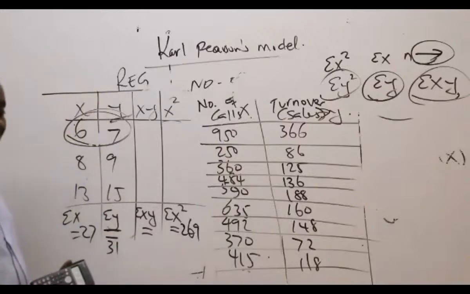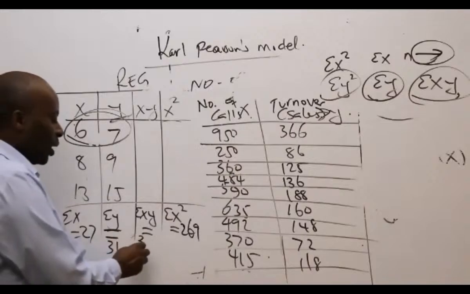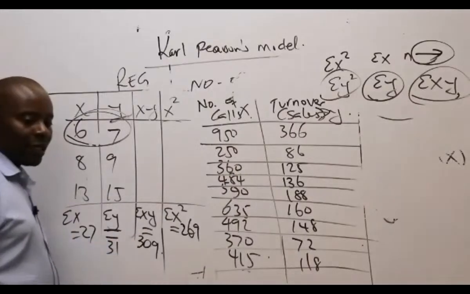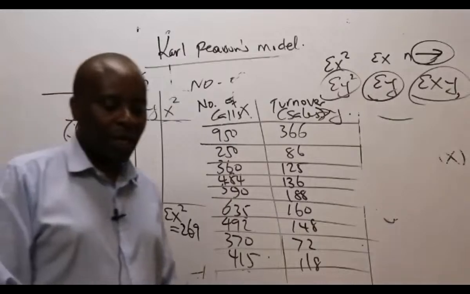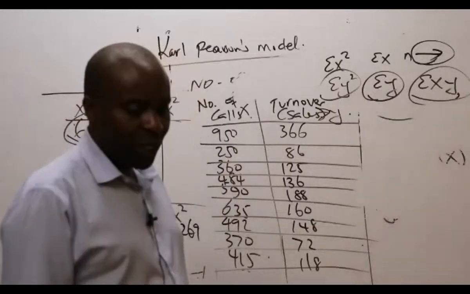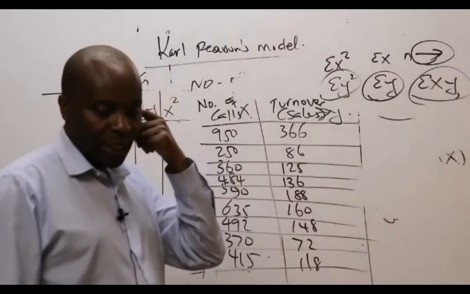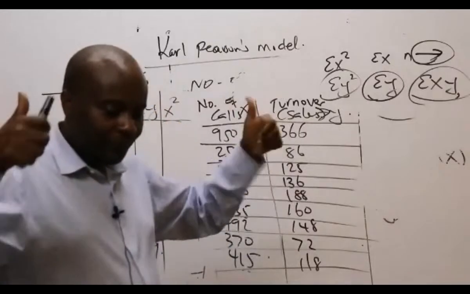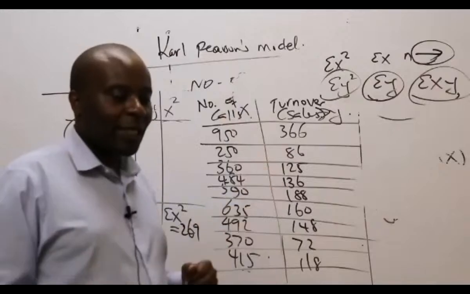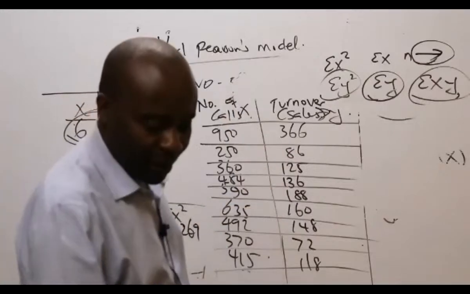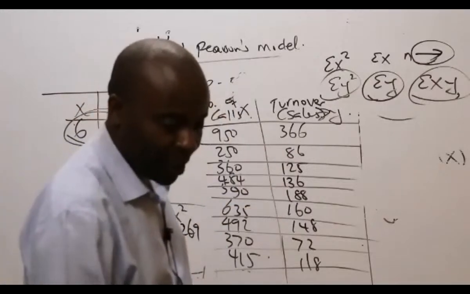Great. And they have even gone ahead to give me summation of xy as 309. Sum of xy is 309. So, ladies and gentlemen, allow me to repeat very fast.